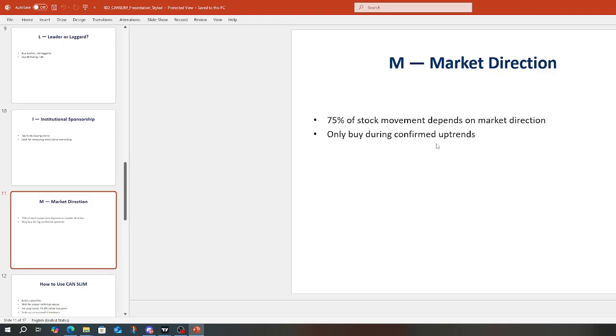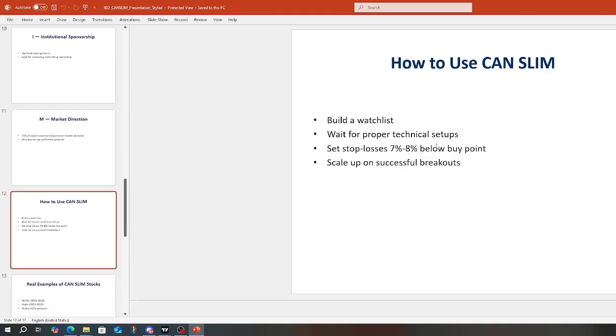Okay, very, very simple. So a little bit of how you build a watch list. You're following certain stocks, you build a watch list, and when they're ready to break out, and if anything changes, you keep a watch on it, and then that's where you buy them, right? Wait for a proper technical setup, and watch. They also will go more into technical setups here in a minute. Okay, set your stop losses at 7-8%.